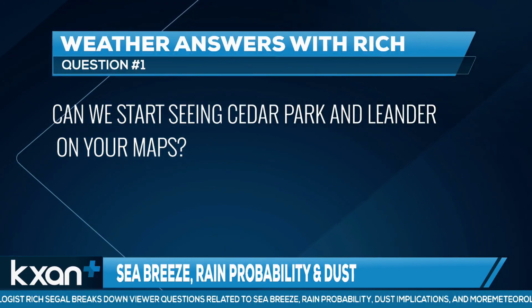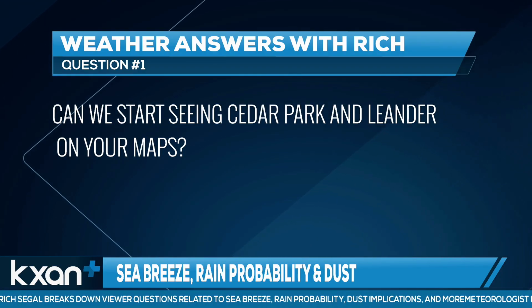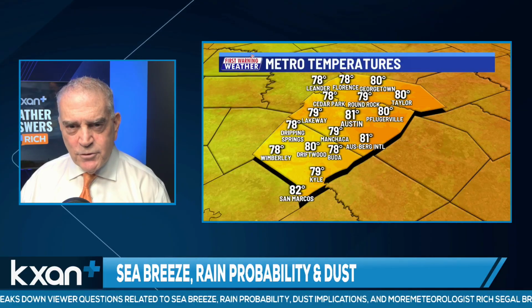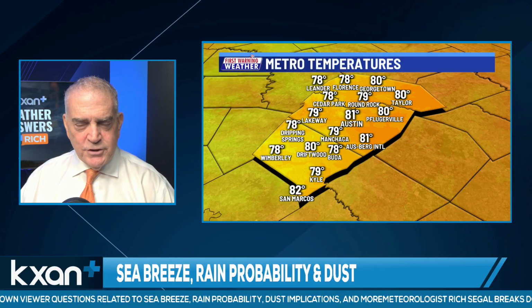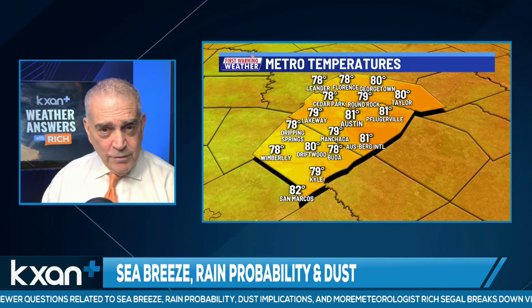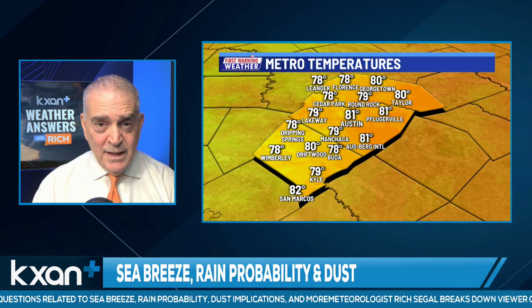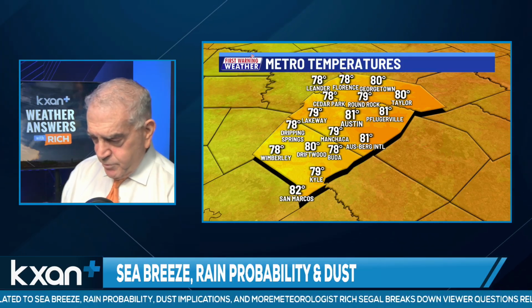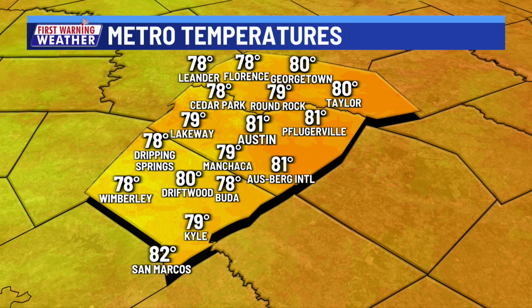Our first question is, can we start seeing Cedar Park and Leander on your maps? And the answer is they already are. There are a few temperature graphics that we use. One is for a general viewing area, but there are three graphics that break down the city-by-city temperature chart. This is our metro temperatures, Williamson, Travis, Hays counties, and you can see that we do have Leander. By the way, there was another question from a viewer who asked the same question, but about Pflugerville. Yes. And on this particular map, you can see Leander and Cedar Park and also Pflugerville.